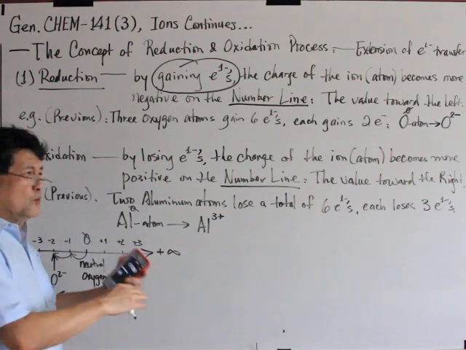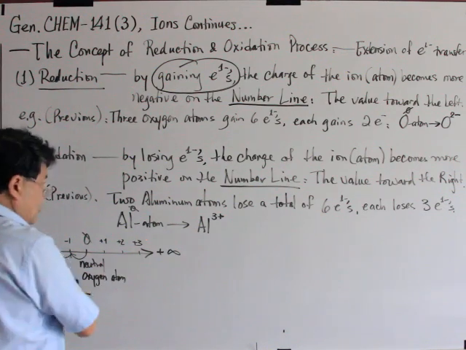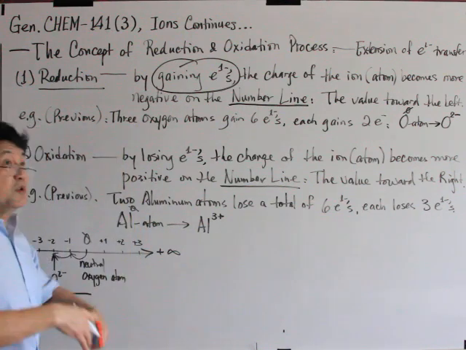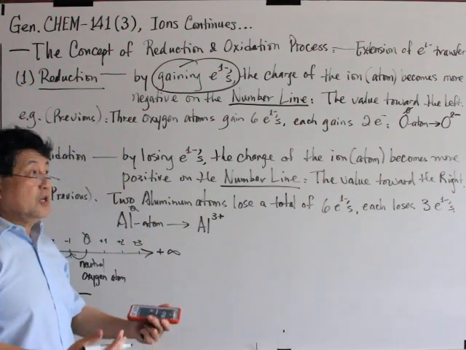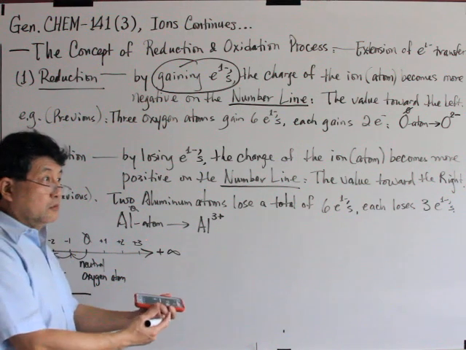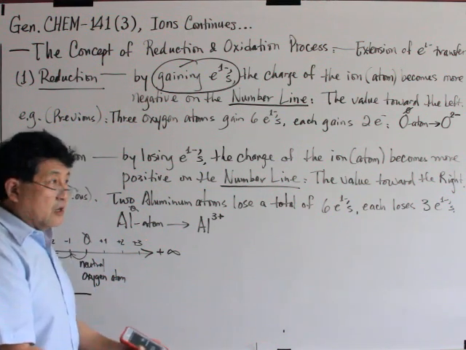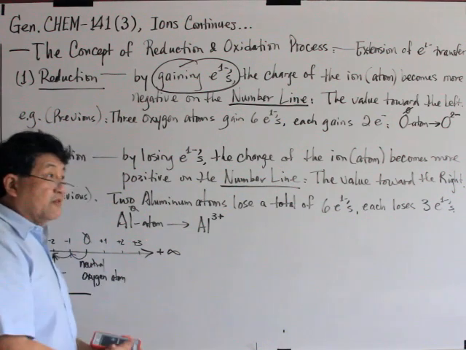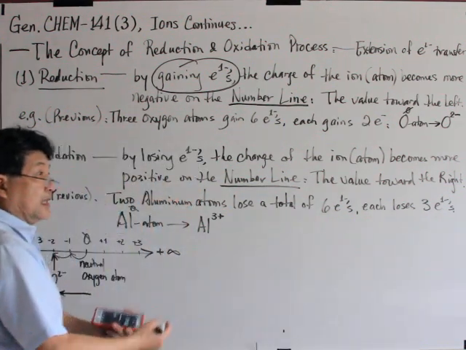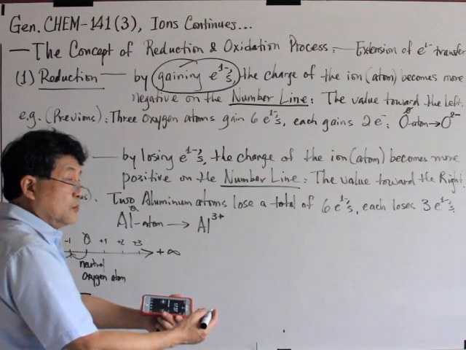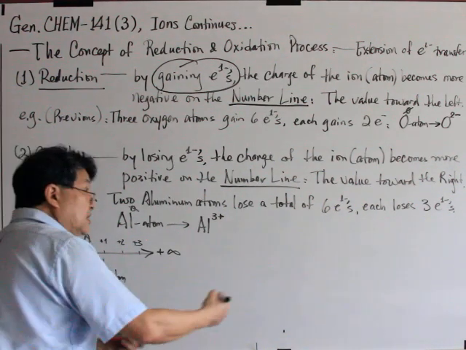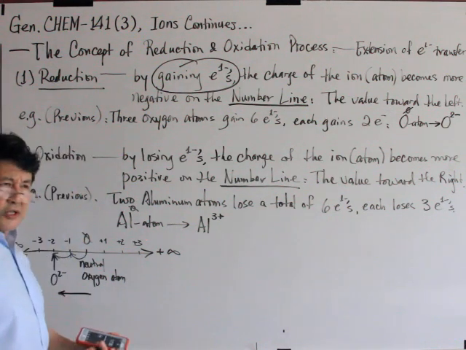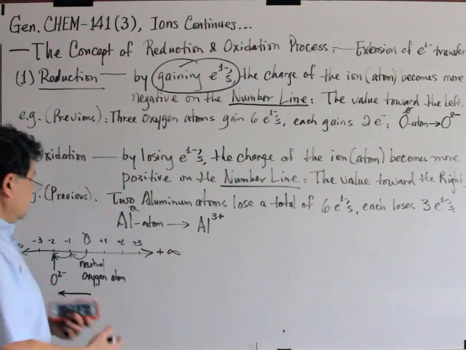Well, why don't we use any other term but gaining electron? We say gaining electron process. Reduction means the value of the charge of the particle, in this case atom or ion, as you gain more electrons, becomes more negative on the number line. The numerical value decreases. A decrease means reduced. That's where reduction comes from. I think it's called that in English, but synonymous. So that's where it comes from.